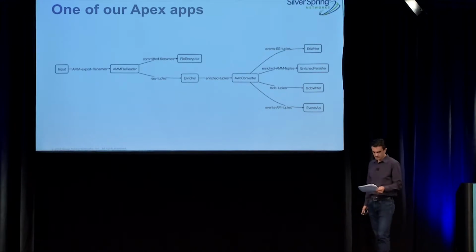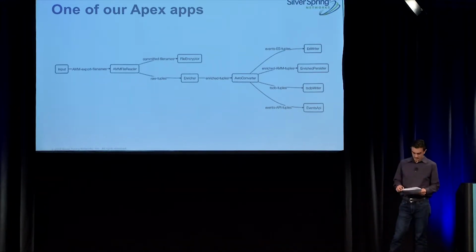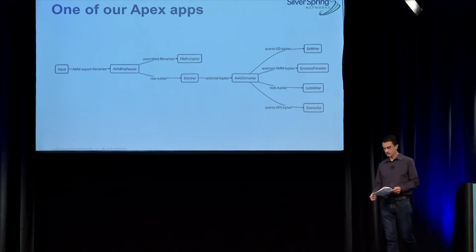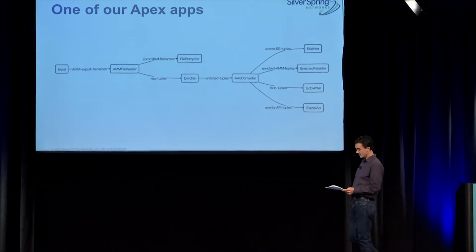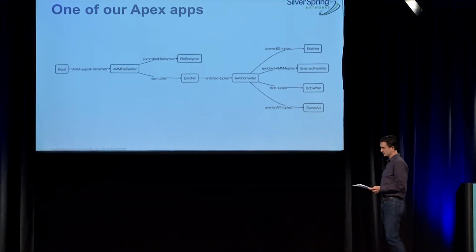This diagram shows what one of our Apex apps looks like. The logical processing flow is described by a directed acyclic graph, or DAG, as Pramod explained, composed of operators and streams. Here you can see the various labeled operators we use to read, transform, enrich, normalize, and persist the different kinds of data we work with.